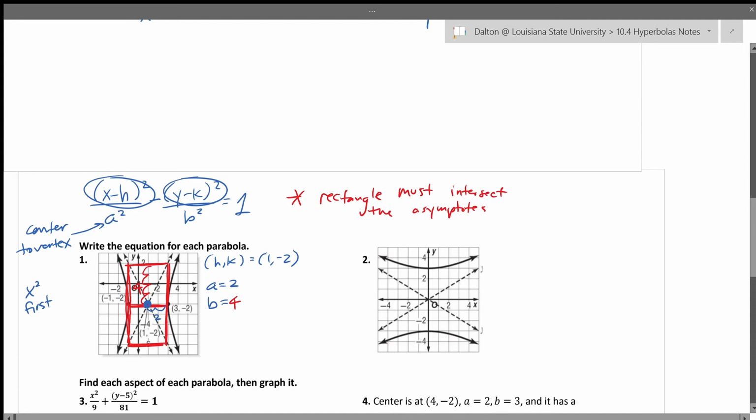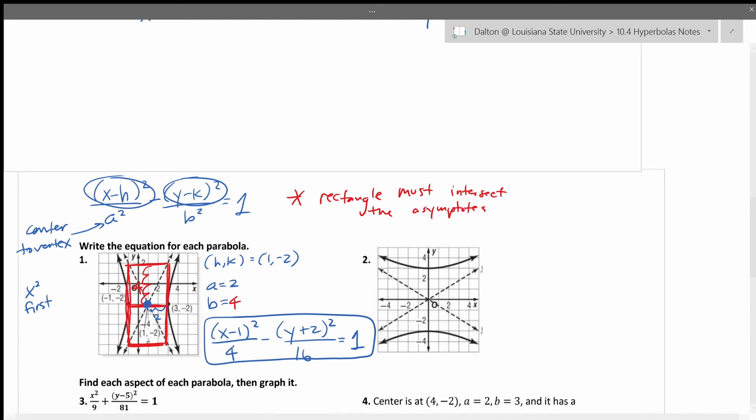And then once you have h, k, a, and b, you just plug those into your equation. So x minus 1 squared over a squared, which is 2 squared, which is 4, minus y minus negative 2, which changes to y plus 2 squared, over b squared, which is 4 squared, which is 16. And then just like an ellipse, every hyperbola will always equal 1.